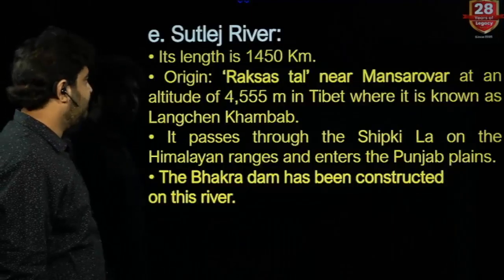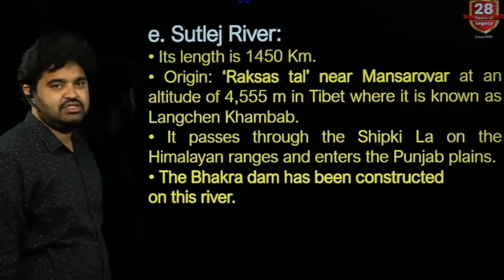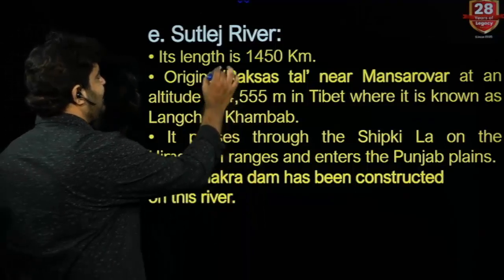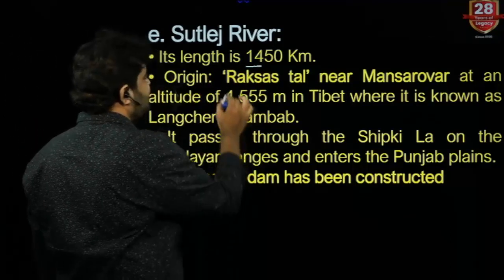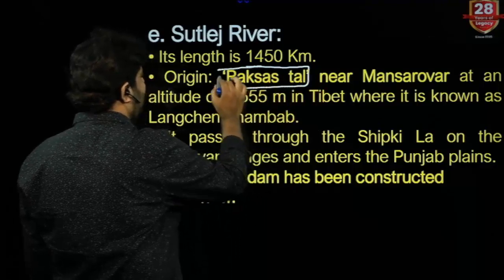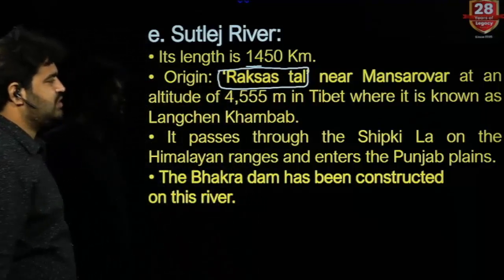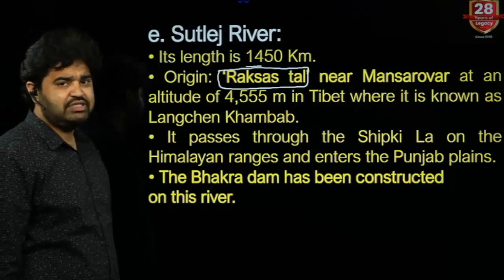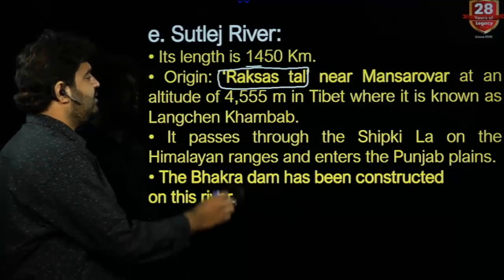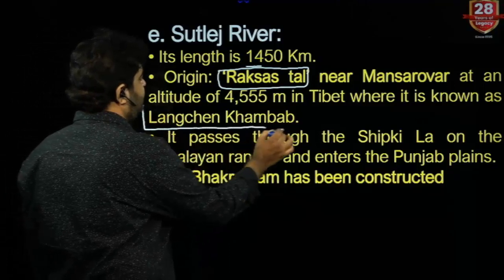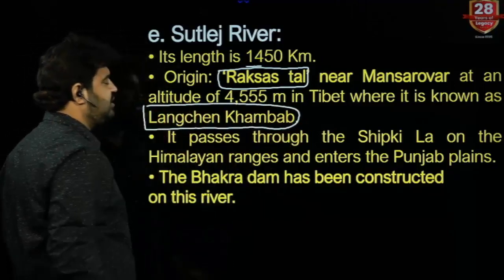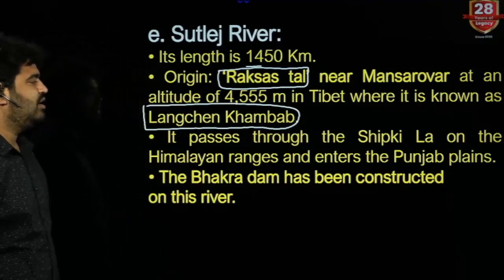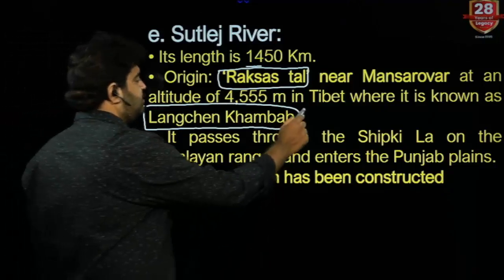You have seen this. Next, last one is Satluj river. Satluj river is 1450 kilometers long. Its origin is Rakas Tal, near Manas Sarovar. So the river Satluj starts in the Tibet region of Manas Sarovar, and in the Tibet region, the river Satluj is called Langchen Khambab. This we can expect the questions.